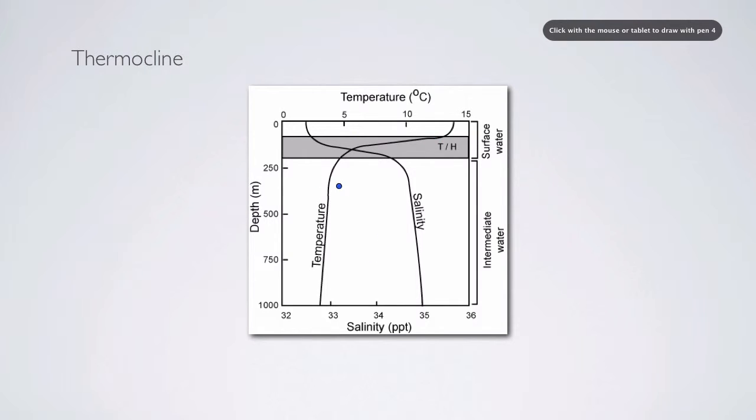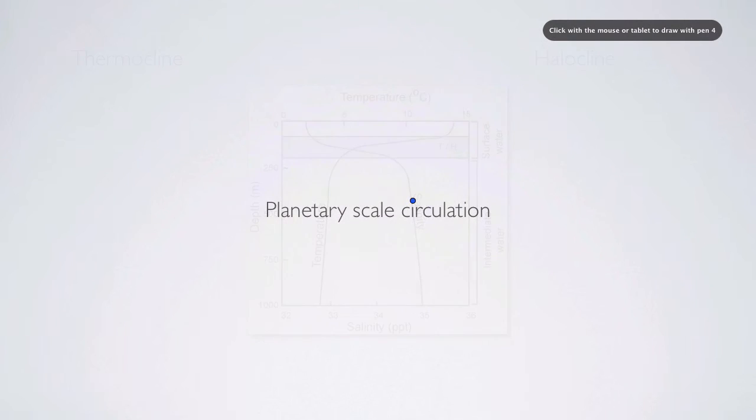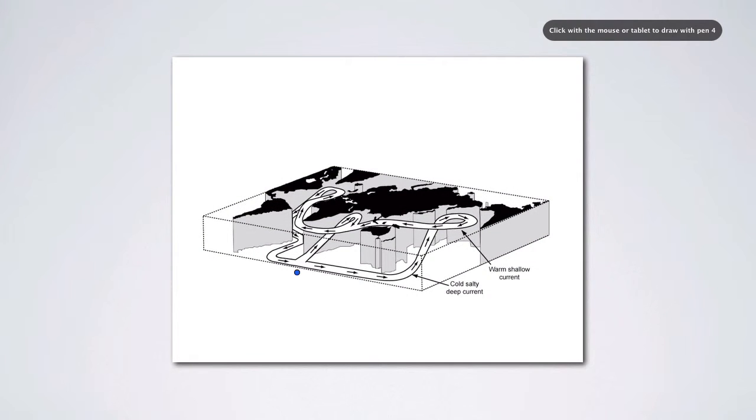This rapid change in temperature is known as the thermocline, and the rapid change in salinity is known as the halocline. These differences that we see regionally in both temperature and salinity generate planetary scale circulation of ocean waters. Here's a three-dimensional view of the major currents that we see in ocean water.